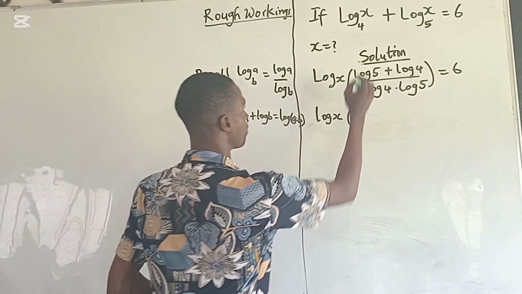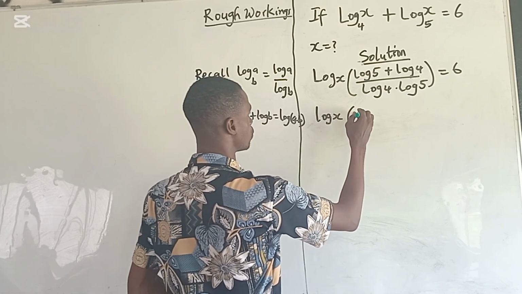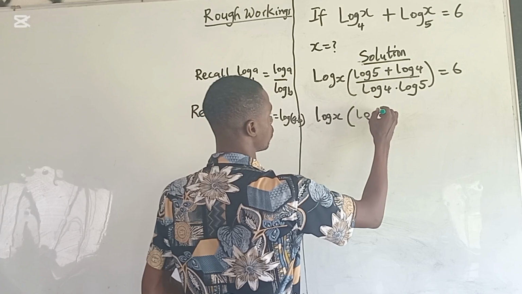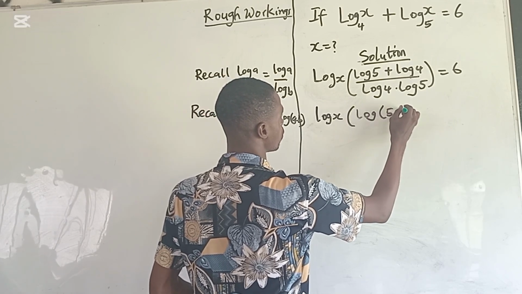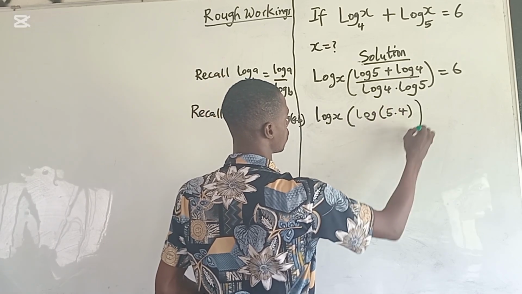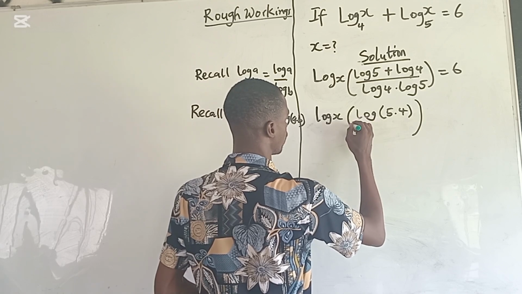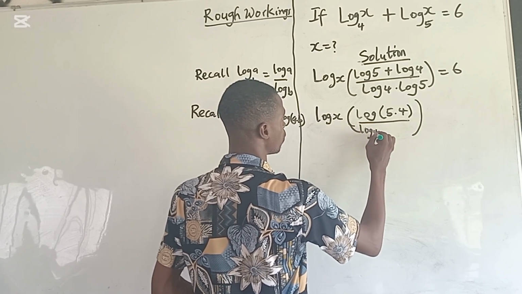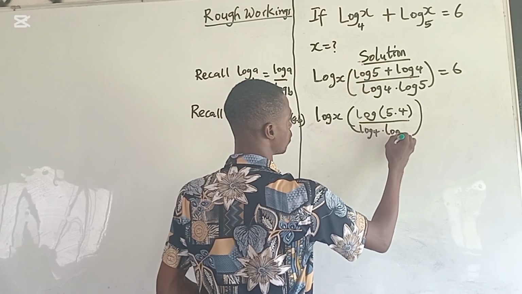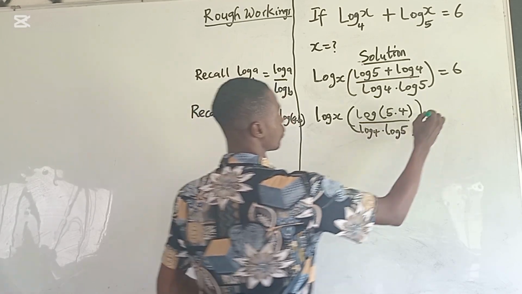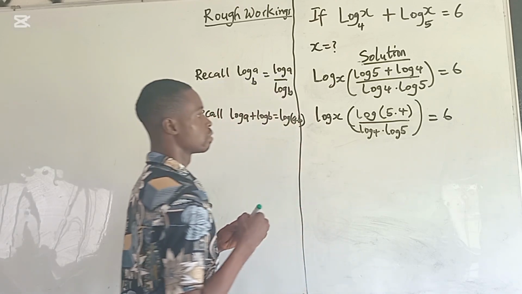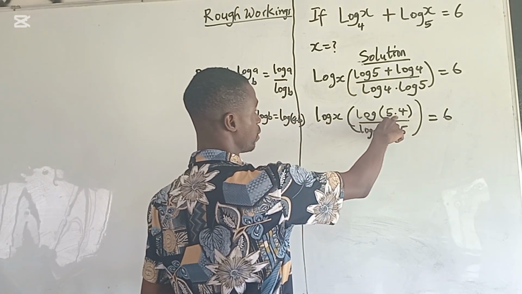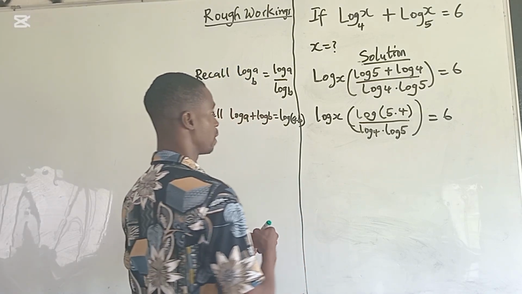So we now have log (5.4), and close brackets. So we now have all over log 4 dot log 5, which is equals to 6. I've explained earlier that this point here represents multiplication, not decimal points.